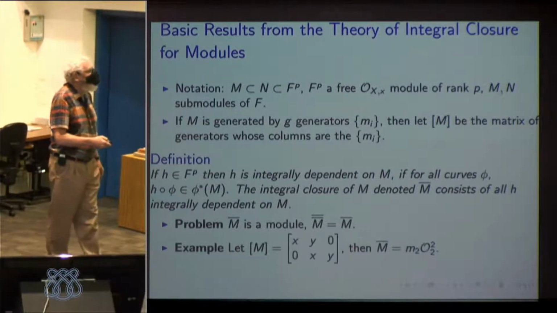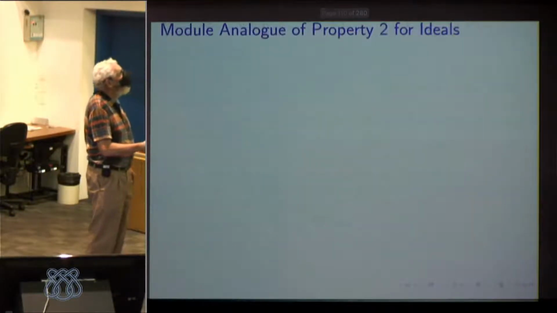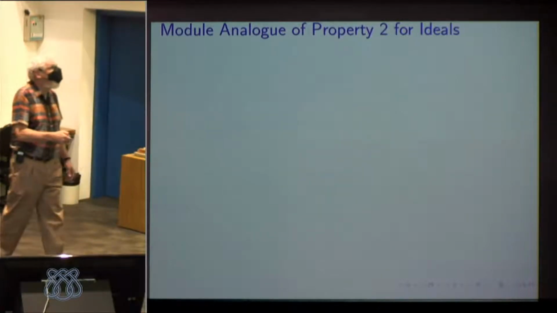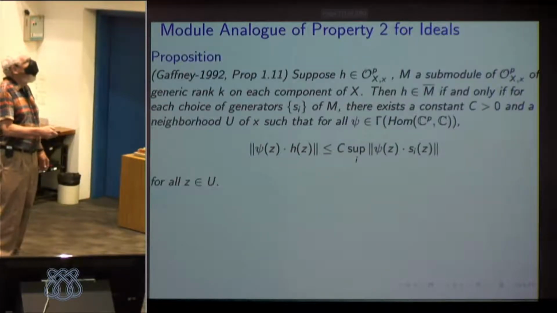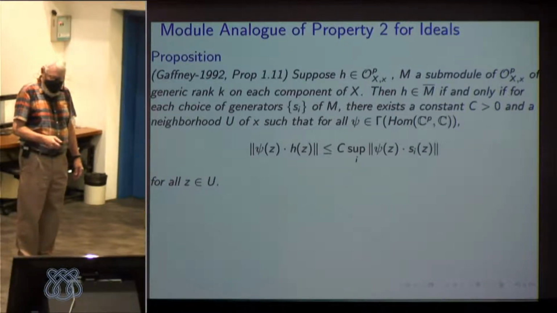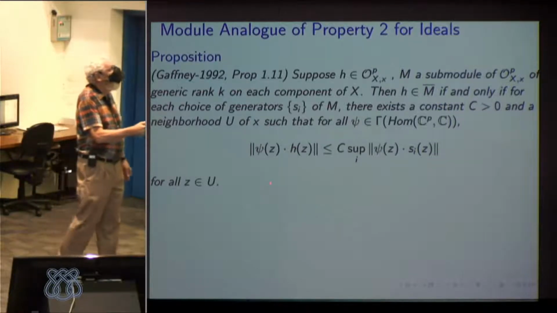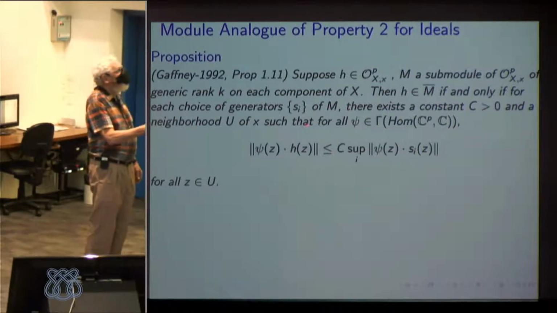So here's an example. And I don't have time to talk about the example, unfortunately. I do want to talk about the module analog of property 2 for ideals. So not surprisingly, given our preliminary discussion, we are going to be judging the size of things.